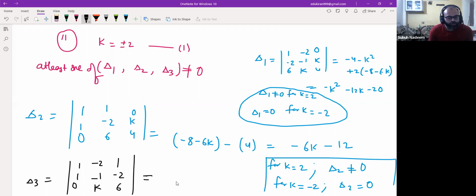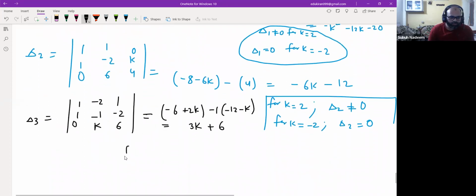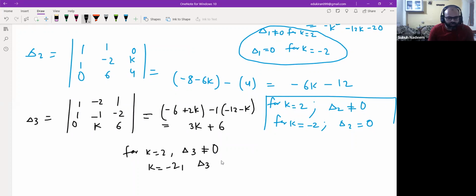So this would become minus 6 plus 2k, and then we have minus 1, and this will become minus 12 minus k. So this will become 3k plus 6. So for k equal to 2, delta 3 is not equal to 0. And for k equal to minus 2, delta 3 is 0.